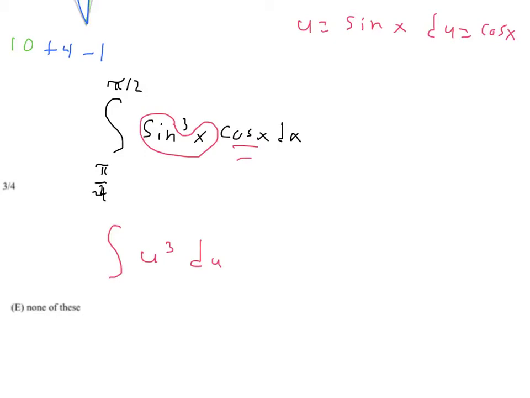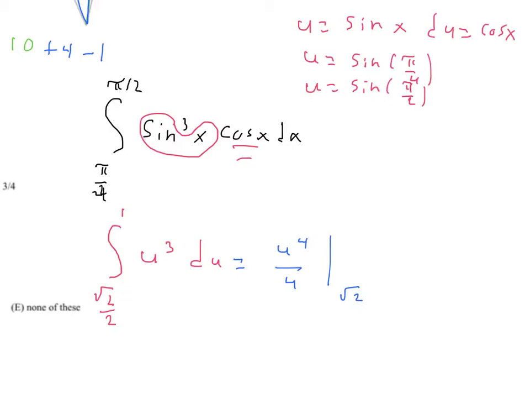So if we change our limits of integration, our lower limit of integration was pi over 4. The sine of pi over 4, which we remember from the unit circle, is square root of 2 over 2. If u is equal to the sine of pi over 2, the y value of that point on the unit circle is 1. So now, if we take the antiderivative of u cubed, we get u to the 4th over 4, and we're evaluating this from the square root of 2 over 2 to 1.